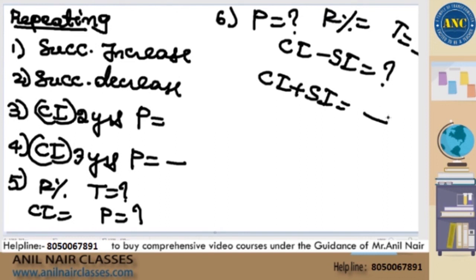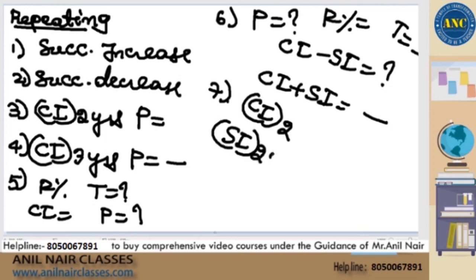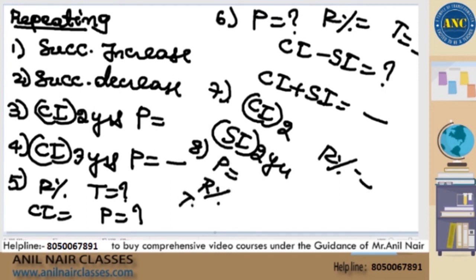Then we also discussed if CI for 2 years is given and SI for 2 years is given, how to find out R. Then if P is given, R is given, T is given, how to find out the amount. Please go through the notes. Any doubts you can ask, sir.